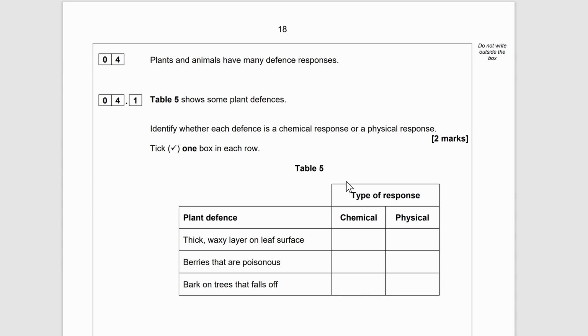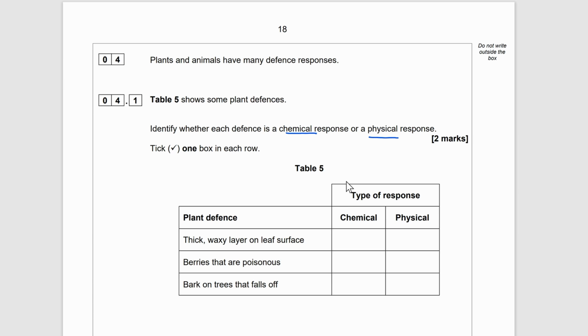Question 4. Plants and animals have many defense responses. Table 5 shows some plant defenses. Identify whether each defense is a chemical or a physical response. Tick 1 box in each row. So that means that we're going to get 1 mark if we can get 2 rows.